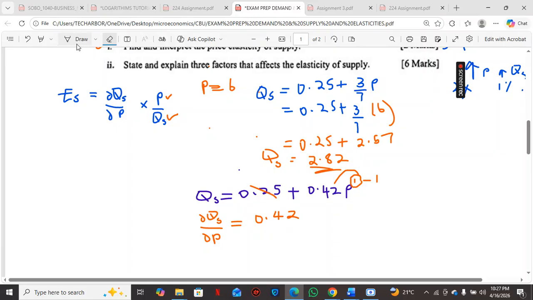So in our formula here, this symbol, deriving QS with respect to P, we replace it with 0.42 multiplied by P over QS, P is 6, and QS is 2.82.